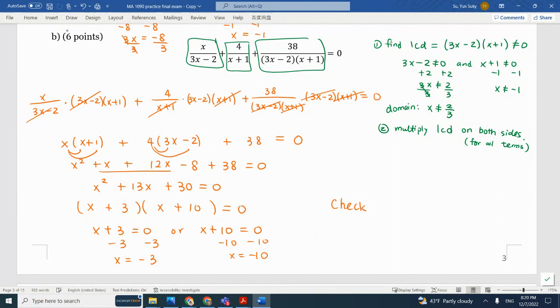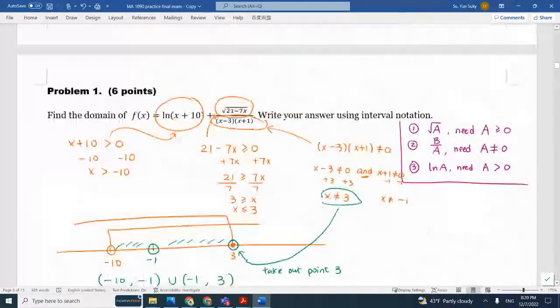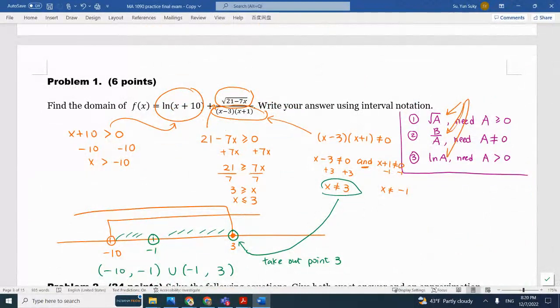Finally, you have to check, are these two numbers in the domain? See, x cannot be negative 1, x cannot be 2/3. And so negative 3 and negative 10, they are okay. So these are the solutions. So this is part B. When you have fractions, you need to check whether the solution is in the domain. So for all the special functions, like square roots, fractions, and log, after you find the solution, make sure you check whether they lie in the domain.